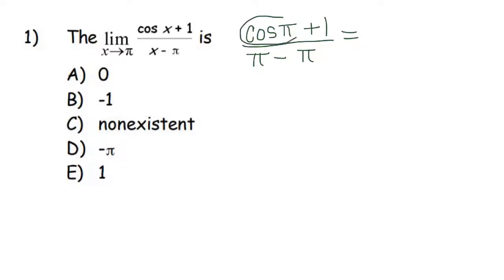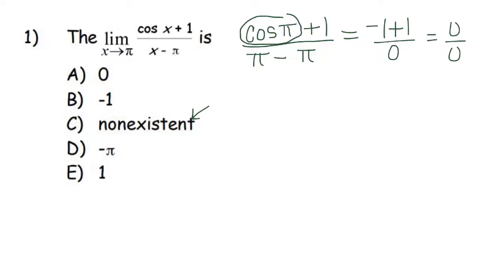Remember that cosine of pi is -1, so we end up with -1 plus 1 over 0. So we actually have 0 over 0. So there's no way for us to tell. Now don't be tempted to choose that one. That's not necessarily going to be the true case.